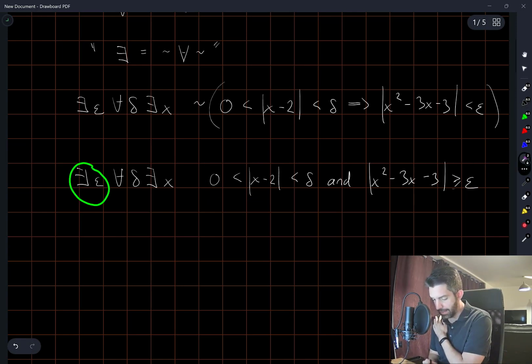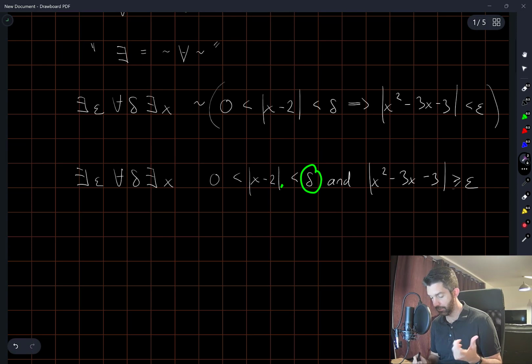So what do we want to show here? We want to show that we can find some positive value of epsilon, such that for all delta, there exists some x where, no matter how small delta is, we're able to find an x which is close to 2, as close as we want. No matter how close we get to 2, there is some value of x close to 2 such that this expression is significantly different from 0. So it's at least epsilon away from 0.